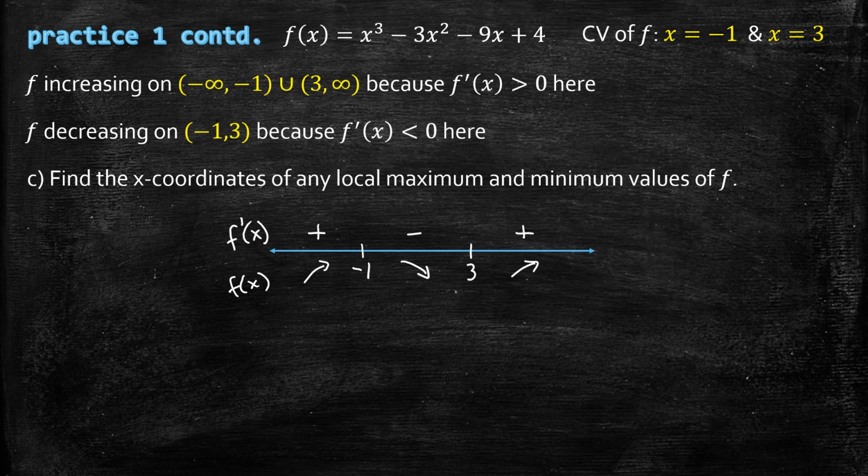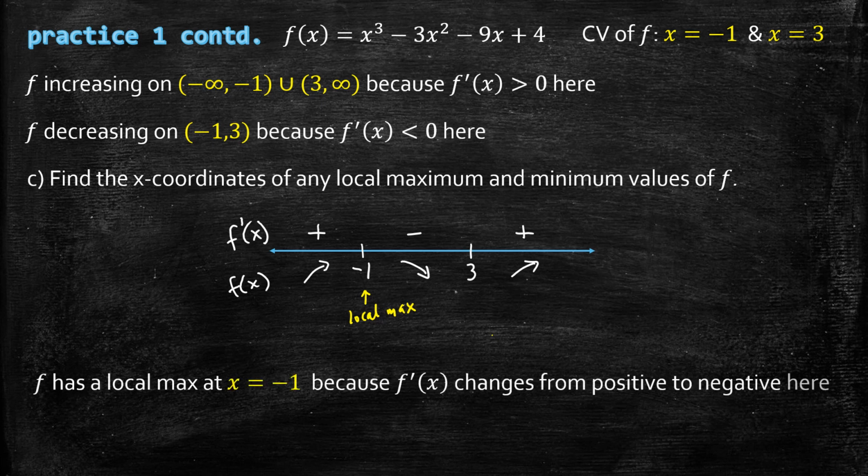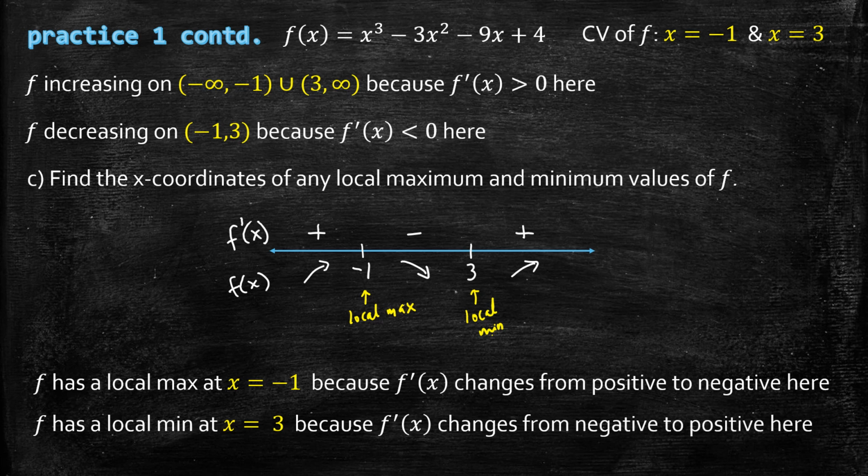According to the first derivative test, if f prime changes from positive to negative at a particular value of x, then we have a local maximum there. So x equals -1 must be a local maximum because f prime changes from positive to negative, which means f goes from increasing to decreasing. And if we look here, we see that we have a local min because f prime changes from negative to positive, which means that the function itself is going from decreasing to increasing.